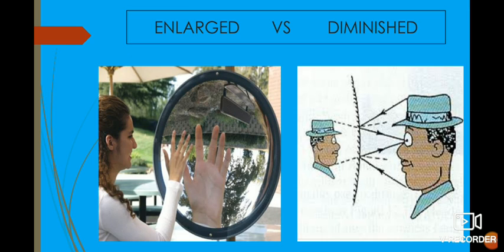Let us take the next pair of words, enlarged image. See the lady on the left. How is her hand looking? It appears big, isn't it? So that type of image which is larger than the object is called an enlarged image. Look at the man seeing a mirror on the right hand side. The image of the man appears to be smaller than the man himself. Then we call this image diminished. Or it can be of the same size, like the plane mirrors that you see at home daily, where the object and the image are of the same size.